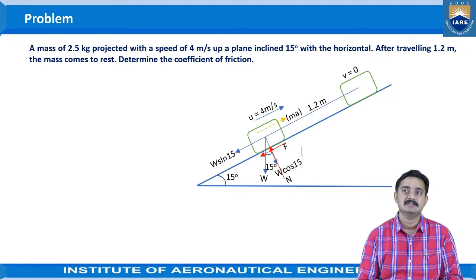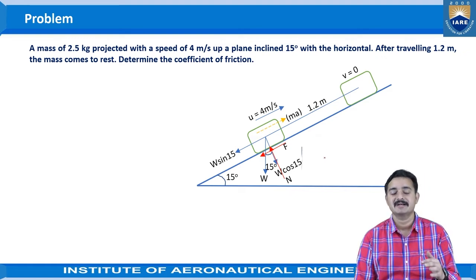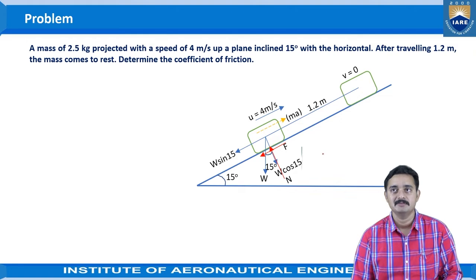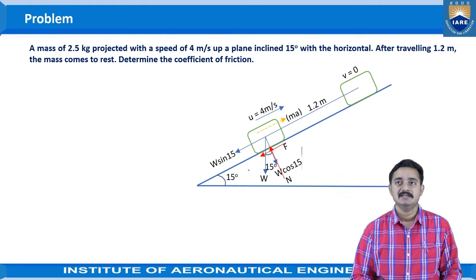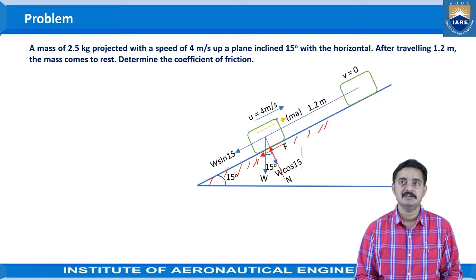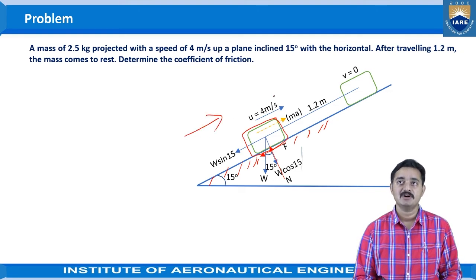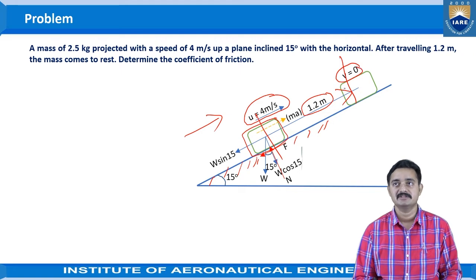Okay, so this is the figure. The figure is not given in the problem, but according to the details given in the problem, we have drawn the figure here. Here, there is an inclined plane on which the object is being projected with an initial velocity of 4 meters per second. After traveling 1.2 meters, that means from here to here, it has come to rest. That means the final velocity of the block is v equal to 0.